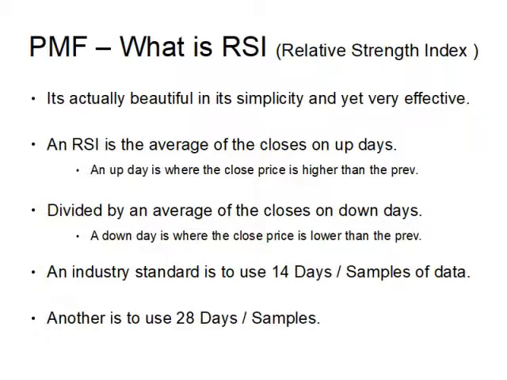An RSI is the average of the closes on the up days divided by an average of the closes on the down days. An industry standard is to use 14 days or 14 samples of data. Another is to use 28.